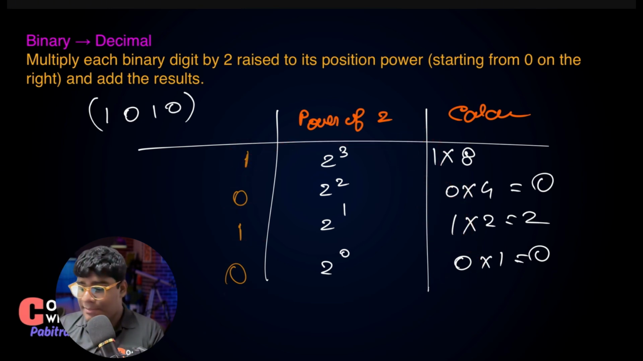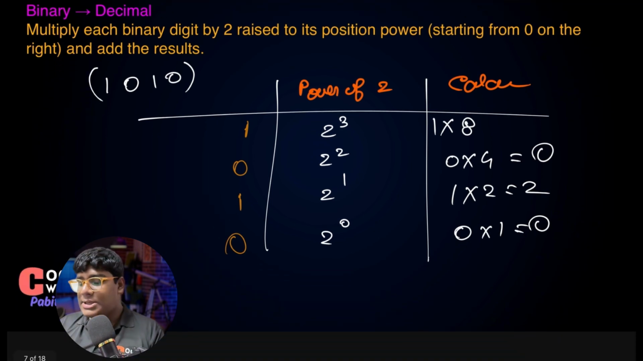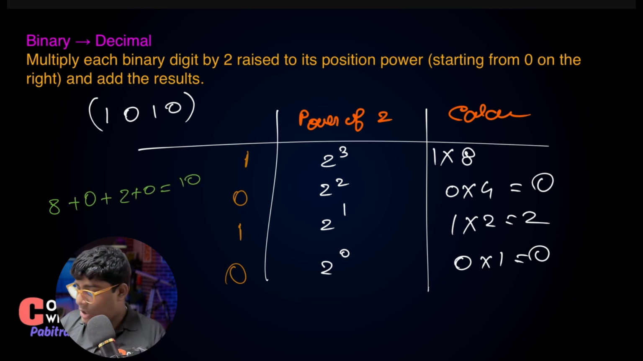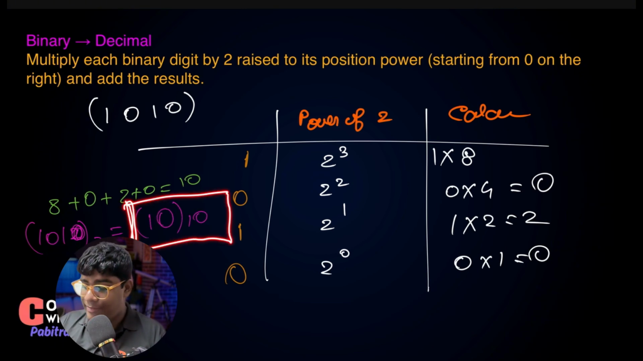We shall multiply each binary digit with its corresponding power of 2, and then we will add all the results. So now if we add, we'll get 8 plus 0 plus 2 plus 0 equal to 10. So our answer has come. For the binary number 1010 base 2, we got the answer 10 base 10. This is our decimal number system.